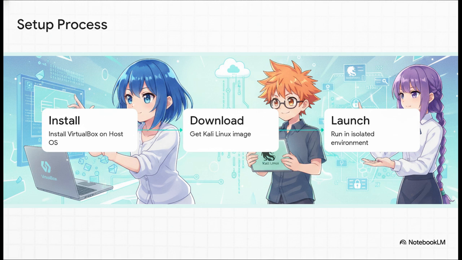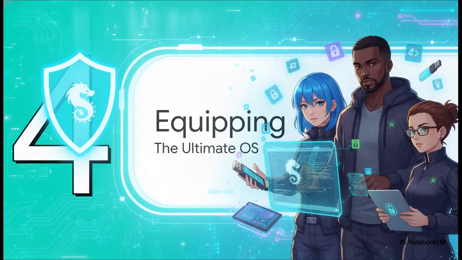And turning these abstract concepts into reality is actually super straightforward. Step 1, you just install VirtualBox onto your main machine. Step 2, you download the image for your guest OS. And Step 3, you launch it inside an isolated environment. Literally just 3 steps to transform your everyday laptop into a secure, contained facility that can run advanced penetration testing simulations. Next up, we are equipping Kali Linux.